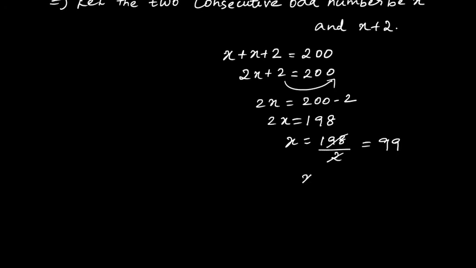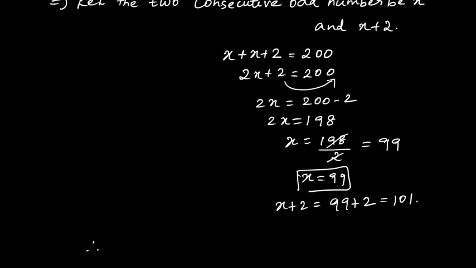So you got your x value to be 99, and x plus 2 is equal to 99 plus 2, that is 101. So therefore the numbers are 99 and 101.